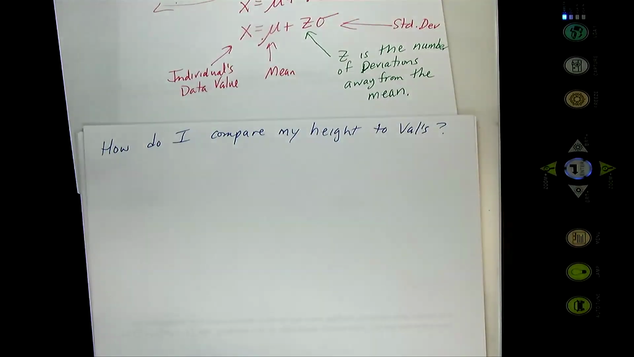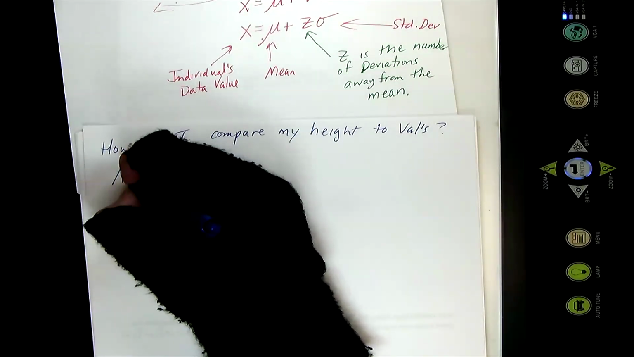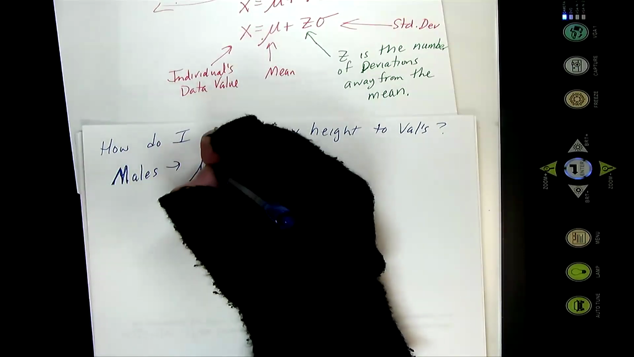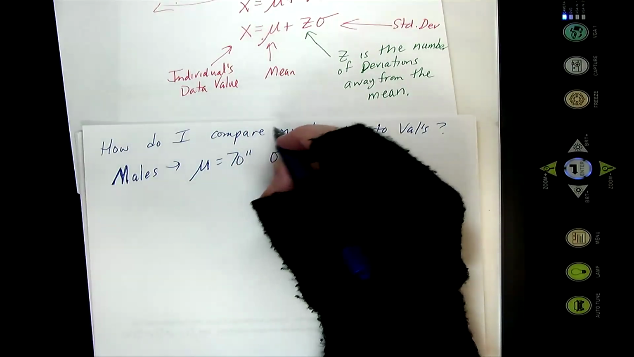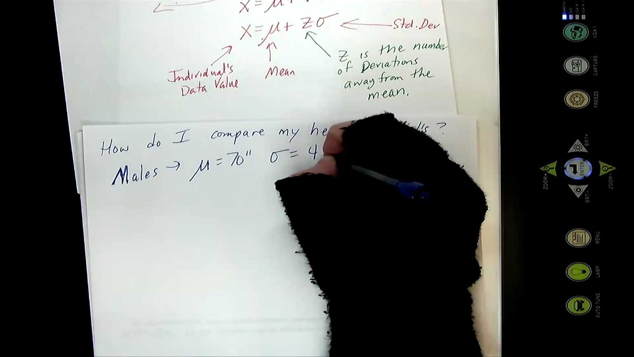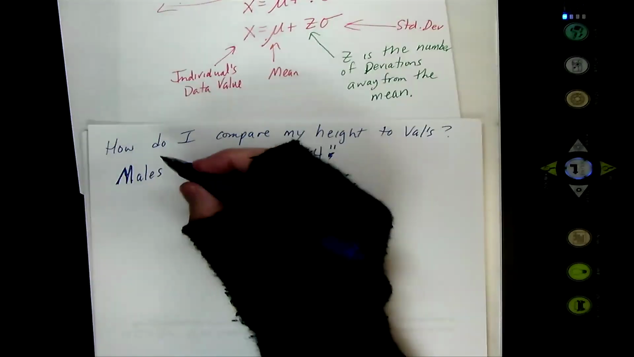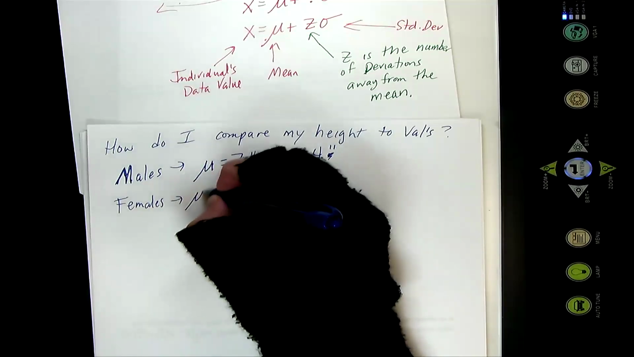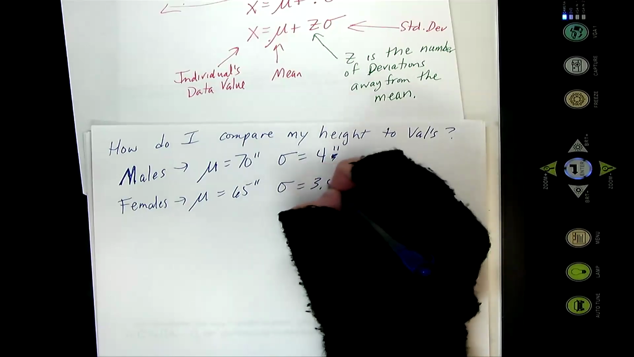Well, I can tell you, and this changes every year, so I'm going to use the numbers I have written down. For males, that should be an M, the mean is 70 inches and the standard deviation is 4 inches. The double apostrophe is inches. For females, the mean, at least at one point, was 65 inches, and the standard deviation was 3.5 inches.